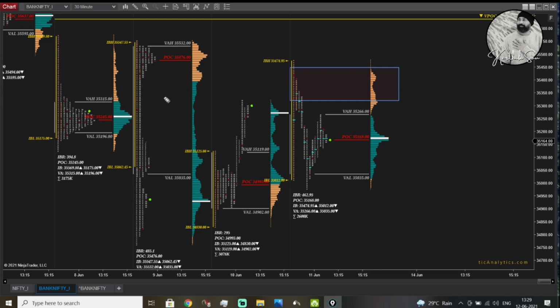Example 2. This one is also a normal variation day down. IB formed. Price stayed here for a longer time, then it started pushing out and closed here. This one is a normal variation day down.